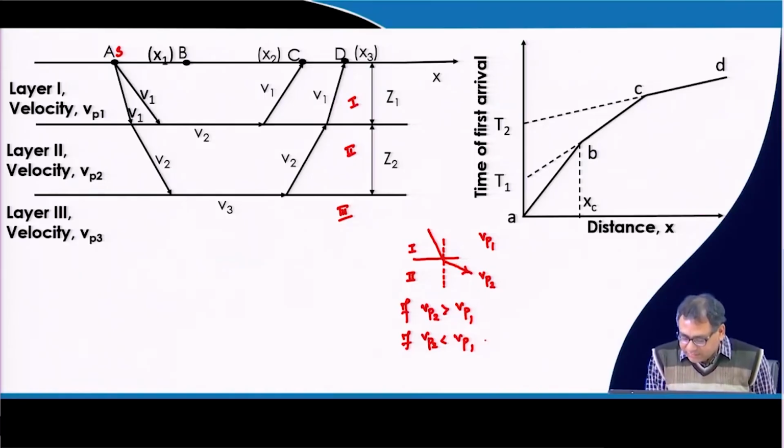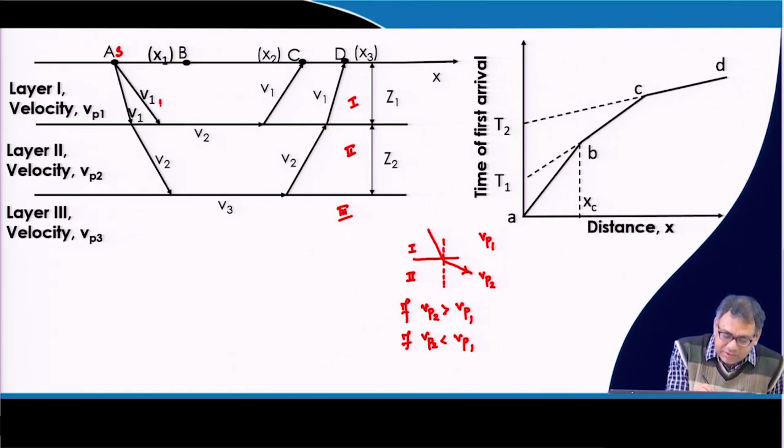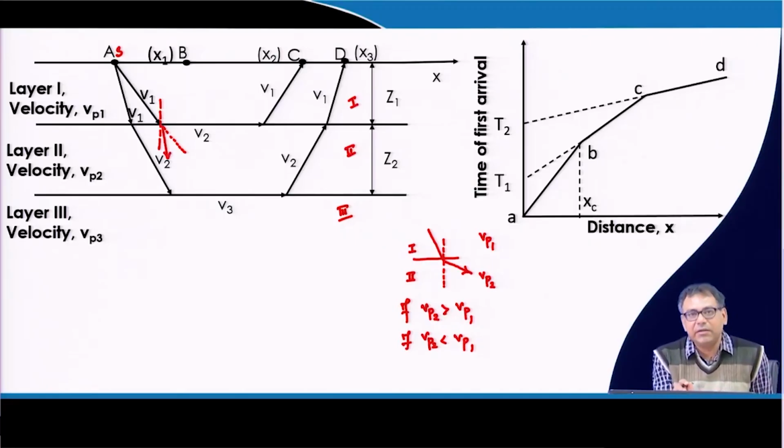Now, under the second condition, if the refracted ray travels towards the normal, then there is no possibility that this ray will reach the ground surface again and be measured by the geophone. If this ray moves in this direction, it will never reach the ground surface. So, to reach the ground surface, these rays have to move away from the normal.